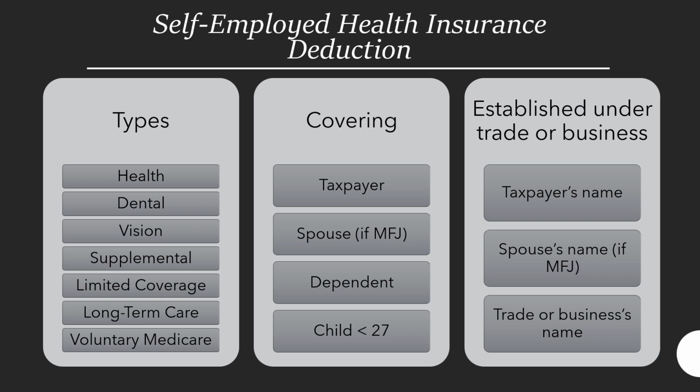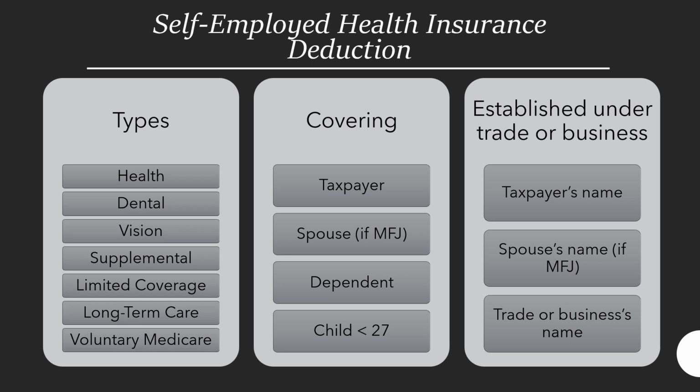As far as people that this plan can cover, it can be the taxpayer. It can be the taxpayer's spouse if they're married filing jointly. It could be a dependent, and it could also be a child who is under 27 but not a dependent still.